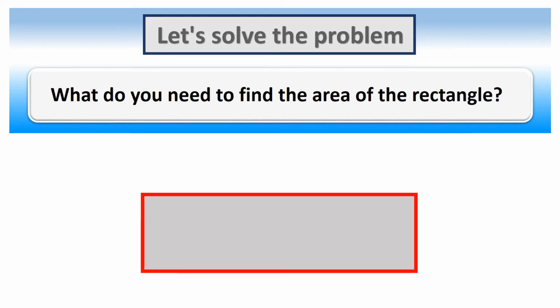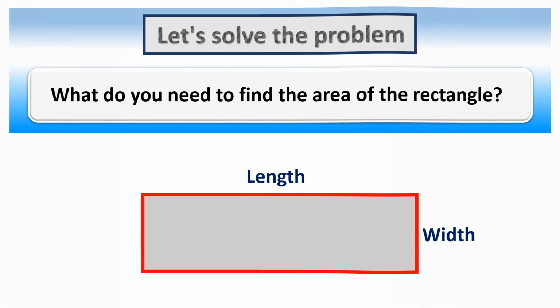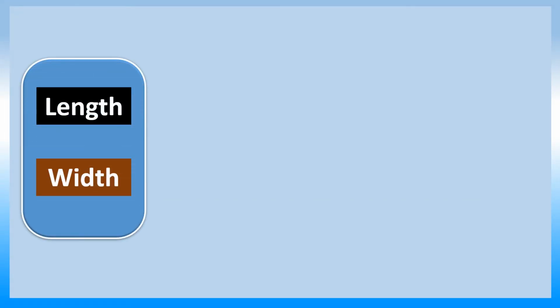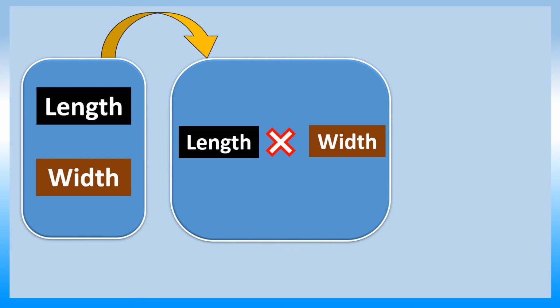First, you need to figure out what it takes to find the area of a rectangle, its length and width. We need the length and width of this rectangle. First take the length and width together. After that, multiply the length and width. Then we get the area of the rectangle.